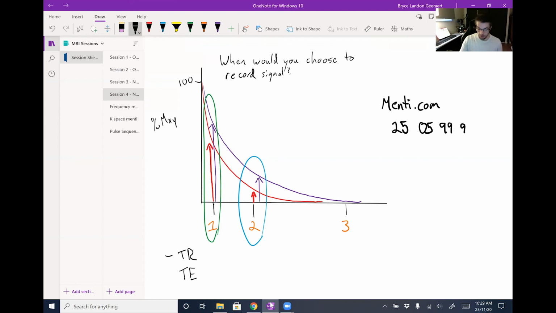Why did the people who created MRI make everything a T acronym? Who knows? But for TR, we want it to be long.